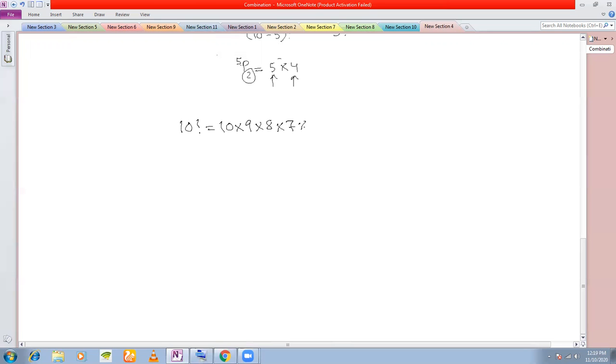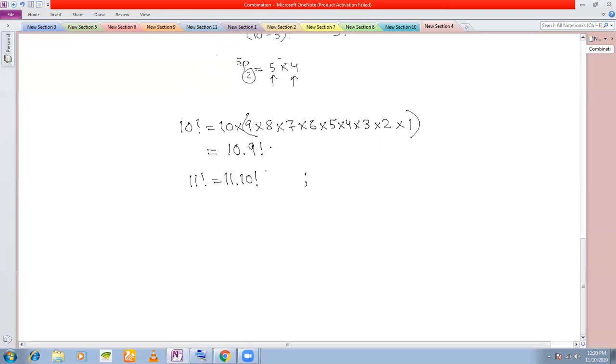into 7 into 6 into 5 into 4 into 3 into 2 into 1. So one very important observation is that 10 factorial can also be written as 10 into 9 factorial, right? Similarly, 11 factorial can be written as 11 into 10 factorial.